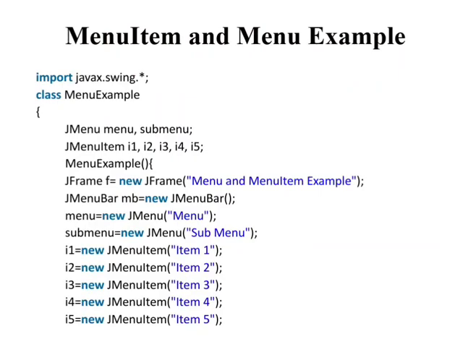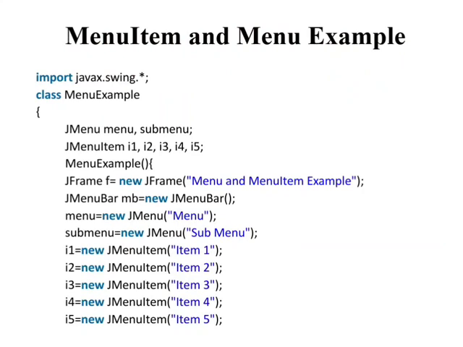The next one is the menu item and the menu example. We are creating the menu item list. We are creating the menu. First, we import javax.swing. class MenuExample: JMenu menu, submenu; JMenuItem i1, i2, i3, i4, i5. MenuExample in curly bracket includes JFrame. First, we create a new frame with the name "Menu and MenuItem Example", the frame name.